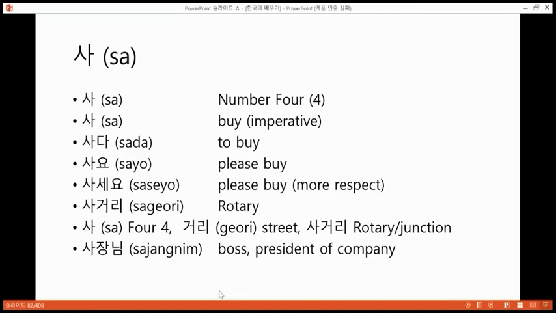Okay, let's say 사거리. 사거리 is rotary. Say 사. Number 4, 거리. 거리 is street. So 사거리 means street which has 4 ways, which means junction. You get that? So there are 4 ways. So 사거리 is rotary. 사장님. 사장님 is boss or president of company.